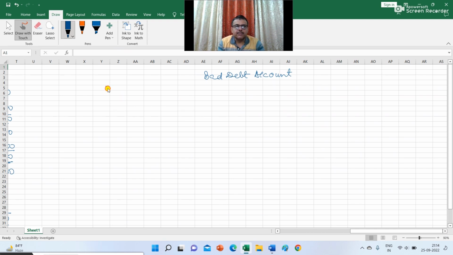So on 31st December 2019, bad debt occurred for rupees 11,300. So your journal entry is bad debt account debit to sundry debtors, or to debtors account, 11,300. Now since there is a provision for bad debt, the balance in the bad debt account will be transferred to provision for bad debt. So here I have to write on the credit side of bad debt account, by provision for bad debt account, 11,300.